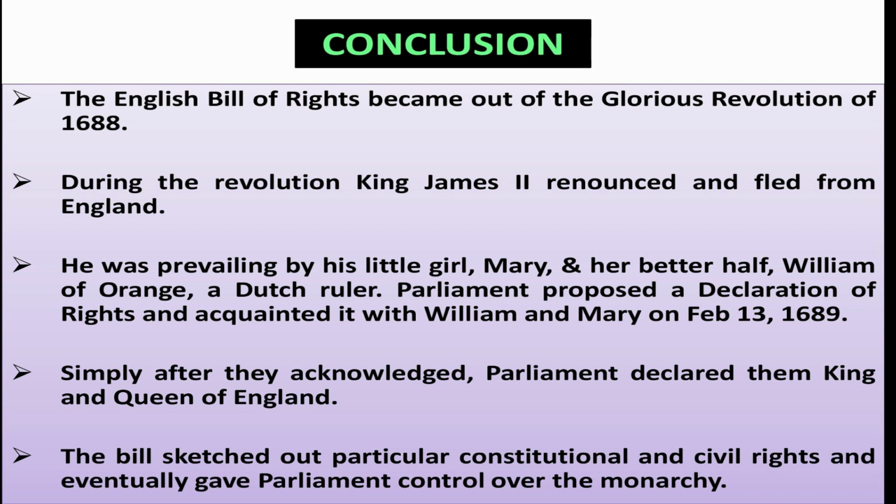proposed a Declaration of Rights and presented it to William and Mary on February 13, 1689. Only after they accepted, Parliament declared them King and Queen of England. Parliament then added a few provisions to the declaration and officially enacted the revised bill as the Bill of Rights on December 16, 1689. The bill sketched out particular constitutional and civil rights and eventually gave Parliament control over the monarchy.